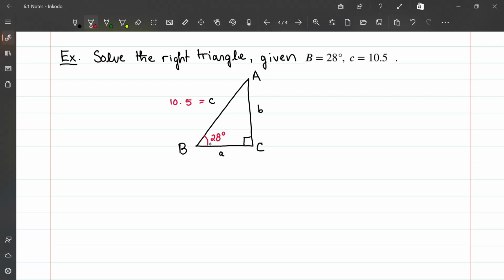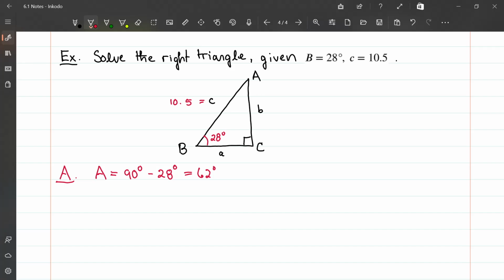I already know that B is 28 degrees. I already know that C is 90 degrees, so I already know that whatever A is, I can find it by taking 90 degrees and subtracting away 28. So let me go ahead and do that calculation first. A must be equal to 90 degrees minus B, or in other words, 90 degrees minus 28 degrees. In this particular case, that yields 62 degrees.